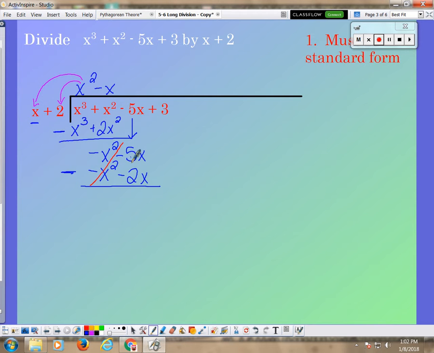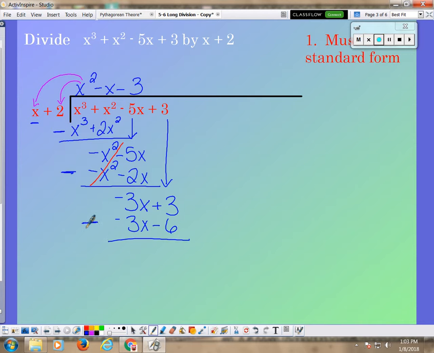And then I take negative 5 minus a negative 2. Well, this negative and this minus makes a plus, so this ends up being negative 3x. I bring down the 3, and that's a plus 3. And now I say to myself, all right, what do I need to multiply this x by to make it a negative 3x? Well, if I multiply by a negative 3, that's going to be a negative 3x. And that negative 3 times that positive 2 is going to give me a negative 6.